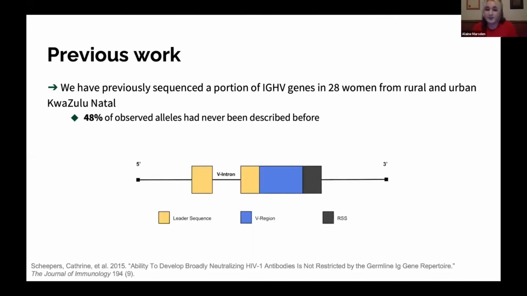And when the study was conducted, we were really only looking at the V region, that blue X on there, and the figure, which is responsible for antigen recognition. So we wanted to now look at both the leader sequence in yellow, which modulates antibody expression and secretion, and the black RSS, or recombination signal sequence, which affects how antibody genes are stitched together to make a final antibody.